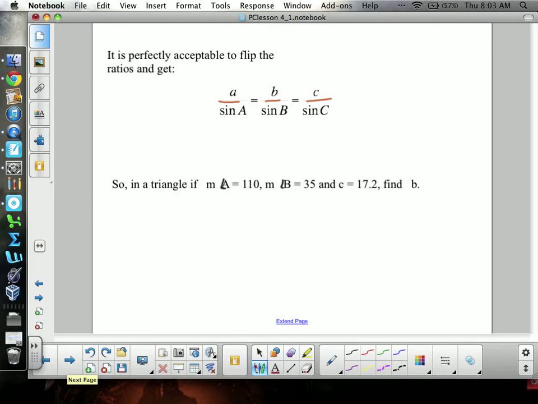So again, solving triangles, and you get lots of practice doing this today. Again, given two angles and a side, we want to find side B. In order to do that, I'm going to have to start by finding angle C.